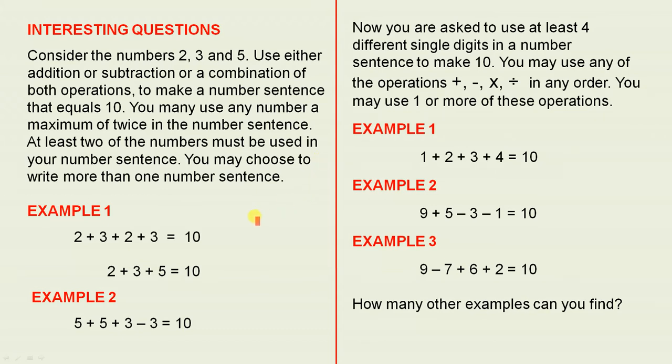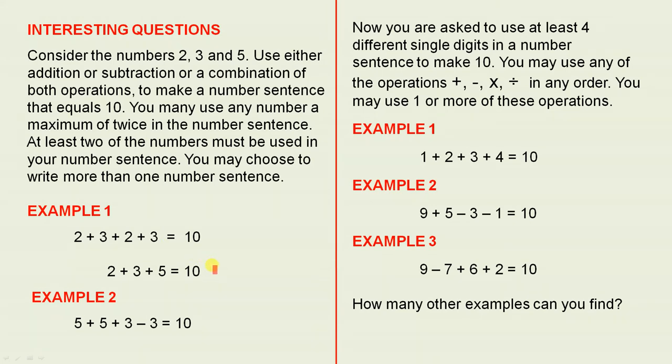So basically what it's saying, we have 2, 3 and 5. We can use 2 of them or we can use 3 of them, and we have to get a number sentence that makes 10. We can use addition or subtraction or both. So here's the first example. 2 plus 3 plus 2 plus 3 equals 10. So we've used 2 and 3, and we haven't used any one of them more than twice.